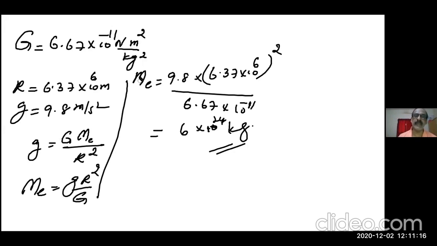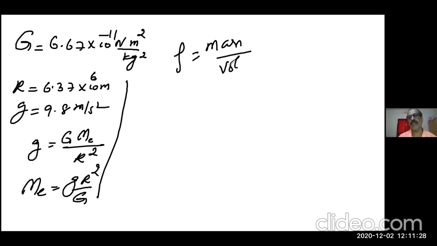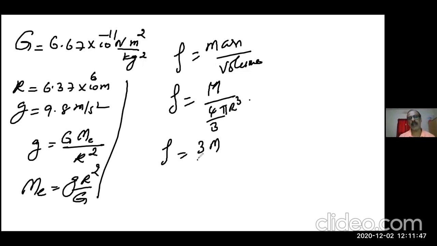Next one, density. Mean density. How will you calculate density? Density is equal to mass by volume. Or density is equal to mass of the earth M, volume 4 by 3 pi r cubed, isn't it? So density rho of the earth is equal to 3M divided by 4 pi r cubed.